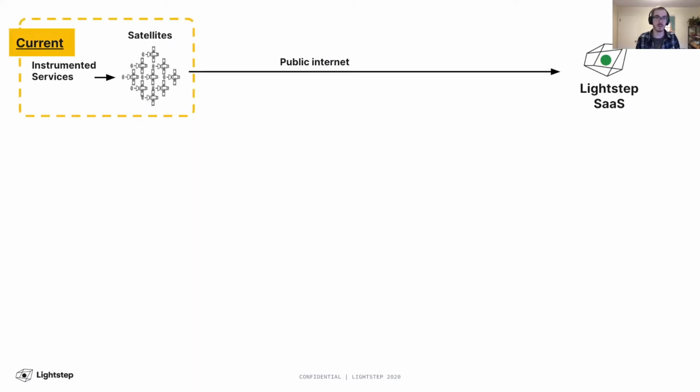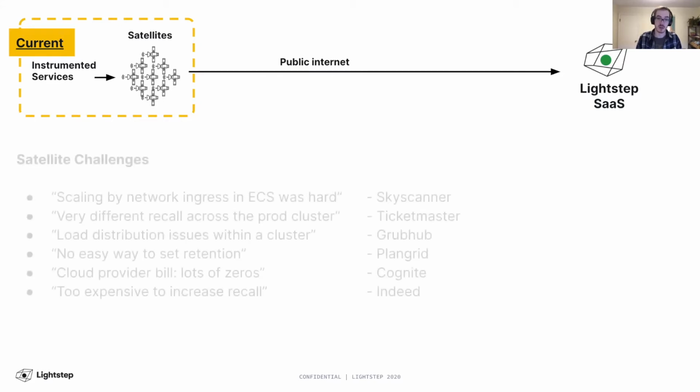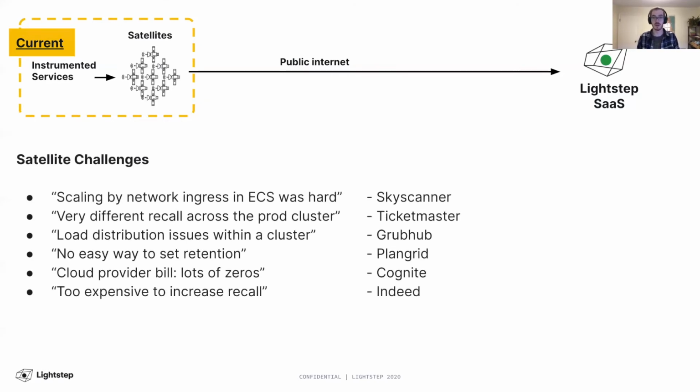What will this look like in production? Our current deployment model looks like this. Instrumented services send data to satellites located within customer environments. Those satellites then process the data and send it across the public internet to the Lightstep SaaS. Customers have had challenges with the satellite architecture in the past, most notably different configurations across their satellites that result in different recall depending on where that satellite is located, as well as additional costs associated with satellite infrastructure.